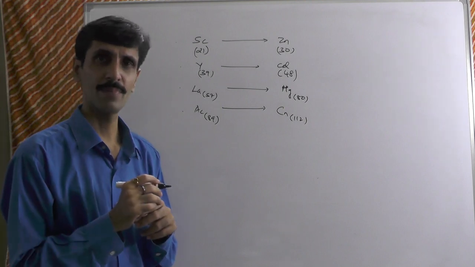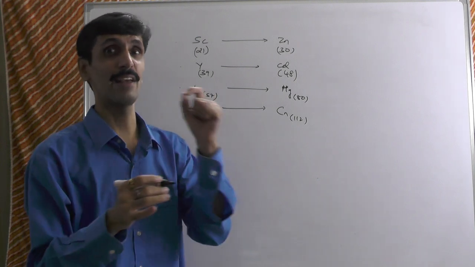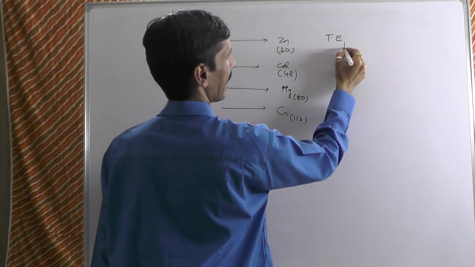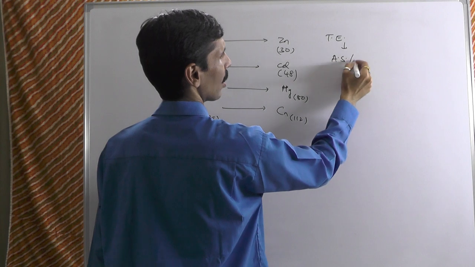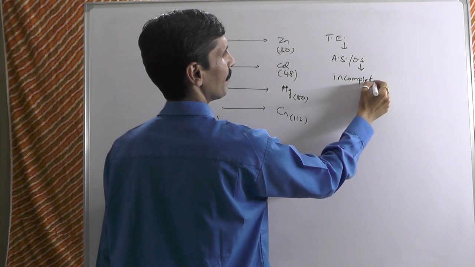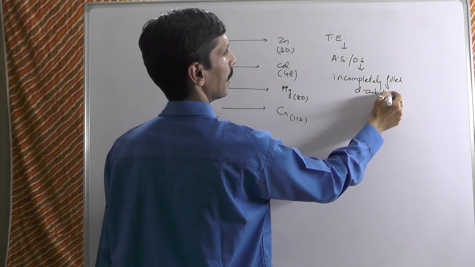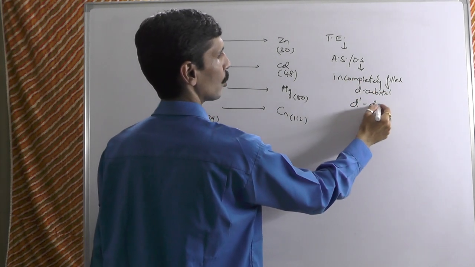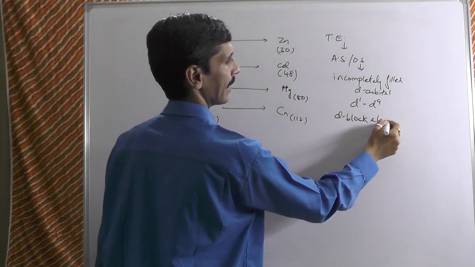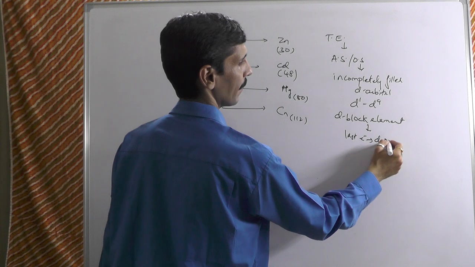Out of this, when I talk about the transition series and the d block elements definition, I told you that transition elements are the elements that, in the atomic state or oxidation state, have an incompletely filled d orbital. That means we are talking about d1 to d9. And when we talk about a d block element, we say the last electron enters into the d orbital.